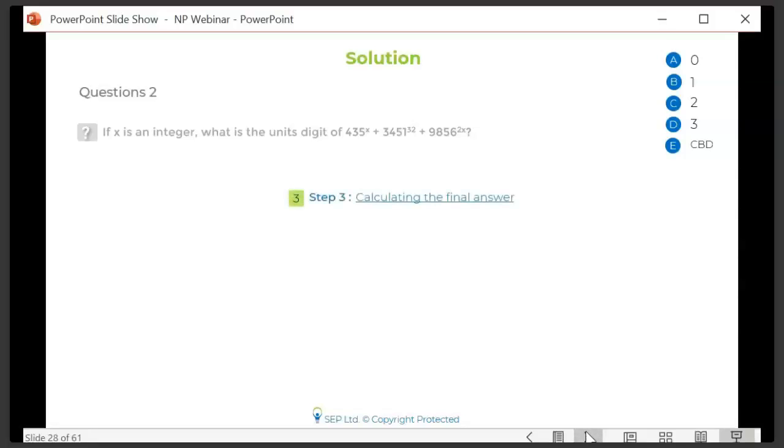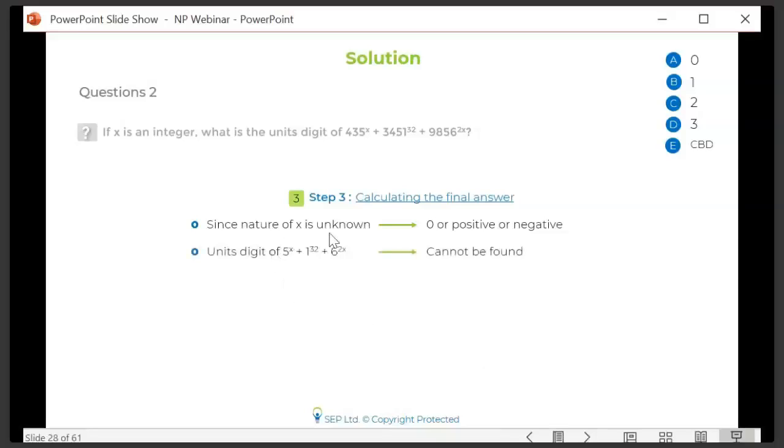Now, in this case, you are able to draw the inference that for 5 to the power x, the value will depend on x. And you don't know what x is, right? We don't know the nature of x. So x could be 0, x could be positive, x could be negative. That is why, since we don't know the nature of x, we will not be able to find the unit digit of this expression. And since we are not able to find it, the correct answer in this case will be option E.